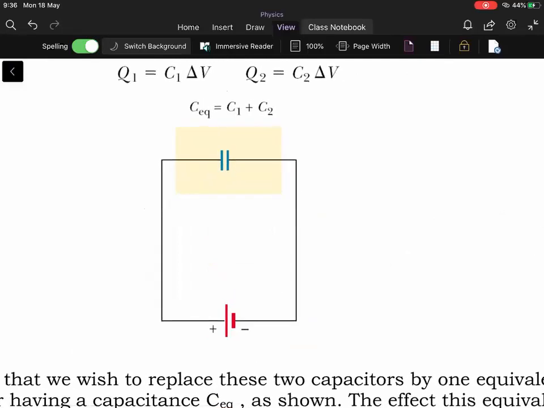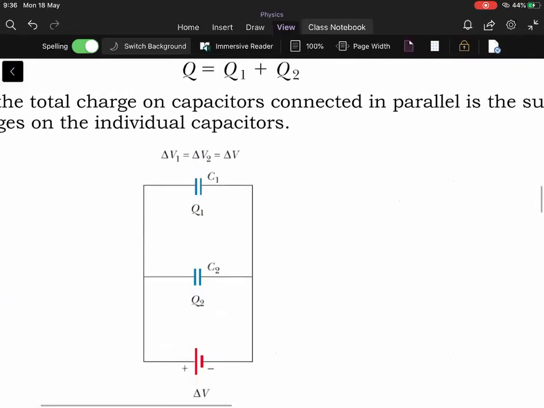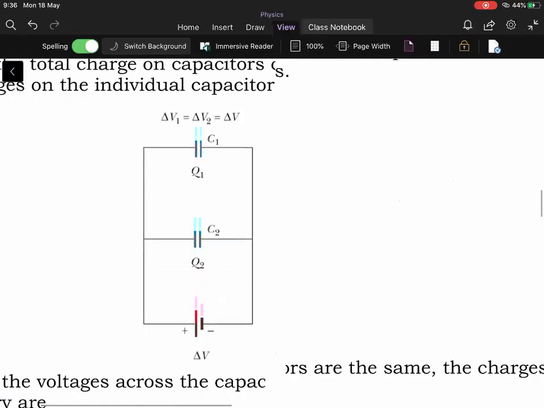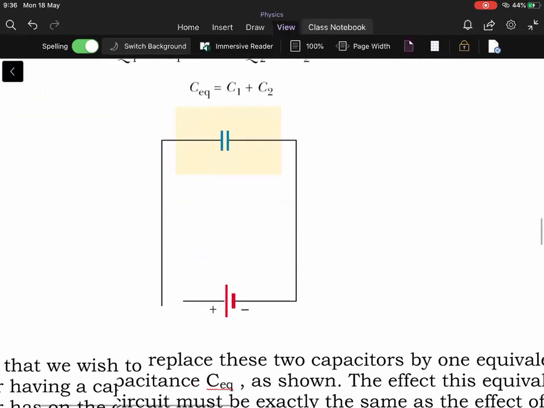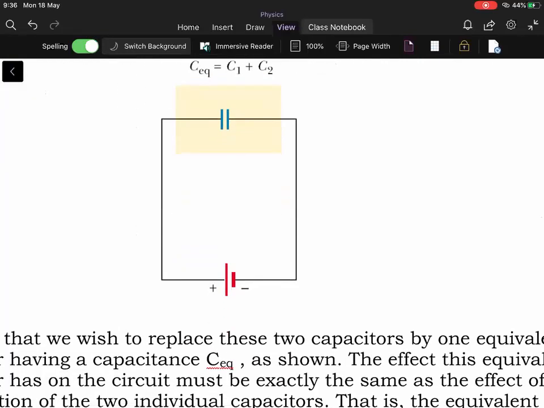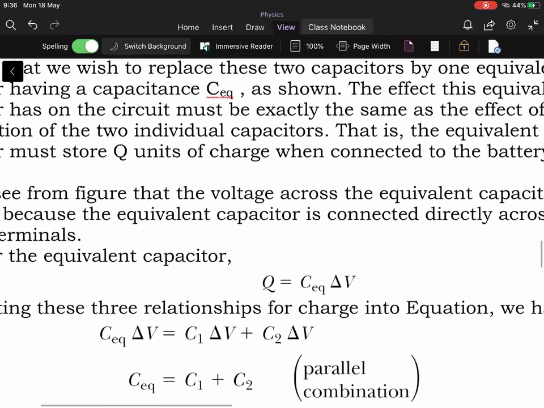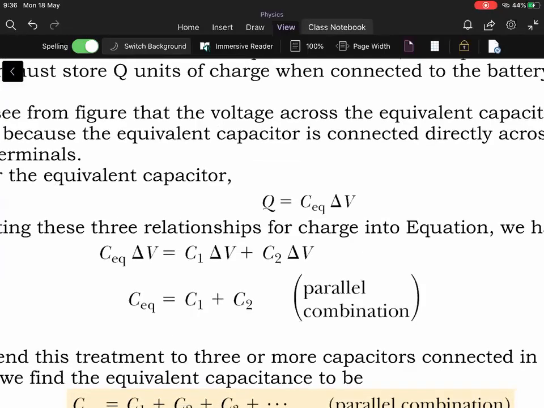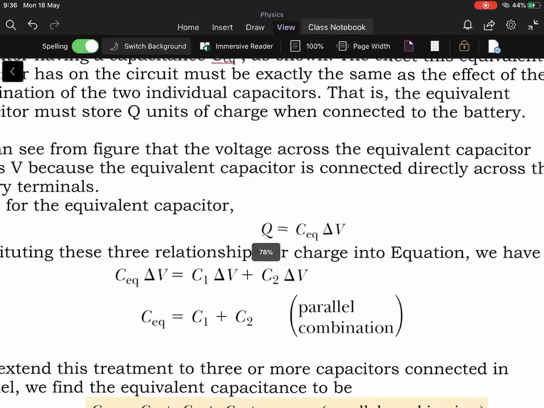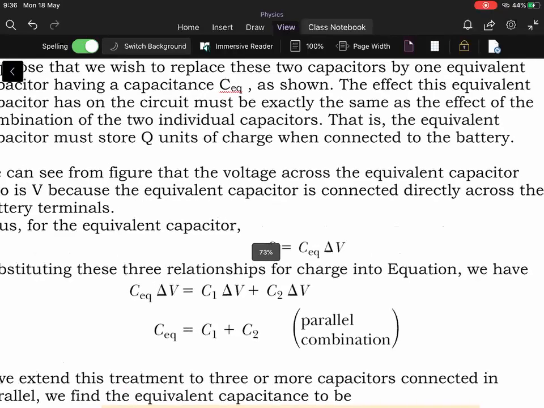Because instead of having two capacitors, you connect one single capacitor. So this capacitor should also behave the way this combination must behave. That means the charge that flows through the battery is Q1 plus Q2. That same charge is now flowing through this single capacitor, Q1 plus Q2. From that you can find out that the equivalent capacitance is given by C1 plus C2, because the delta V term will cancel out. Okay, now you write down the entire slide.